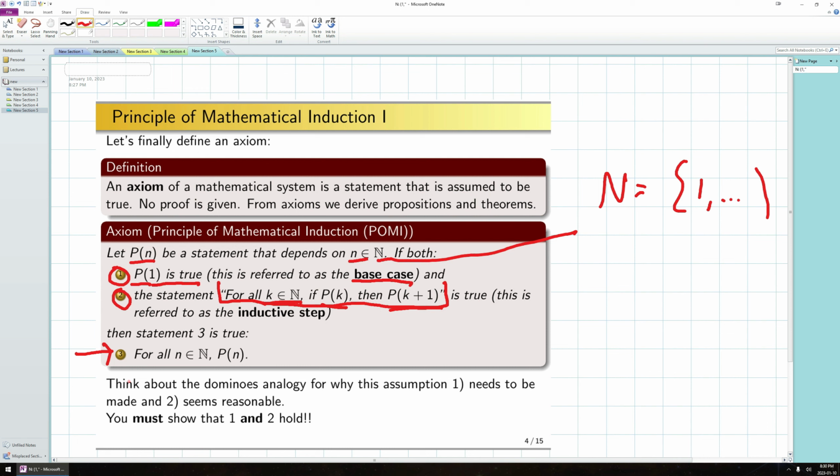Again, this is an assumption that this works, right? So you can think of the principle of mathematical induction as a machine. You give it 1 plus 2, and the principle of mathematical induction, POMI, outputs 3. So if you can prove these two statements, you get 3 for free. So that's the idea of the principle of mathematical induction.